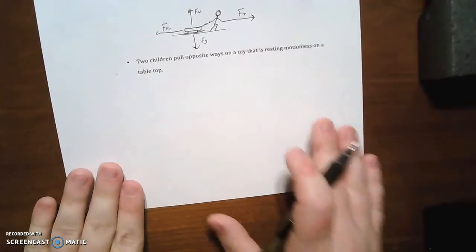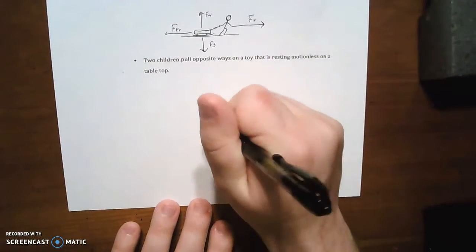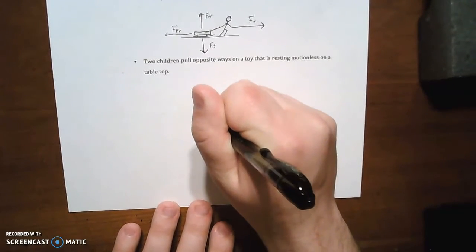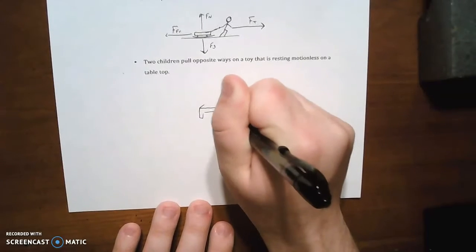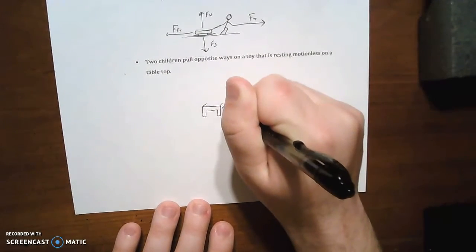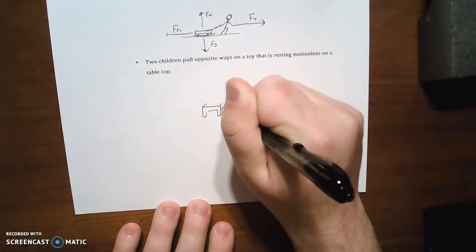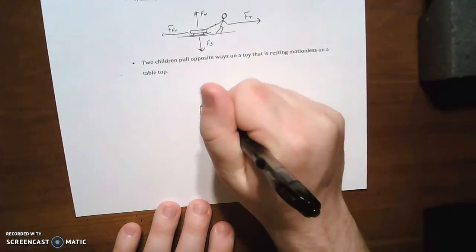So in our second example, we have 2 children. They're pulling opposite directions on a toy. So we're going to put that toy on a little play table thing, because it looks better to me. And we'll get really fancy with a little 3D picture. All right, so here's our toy.